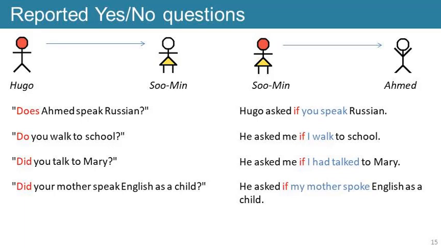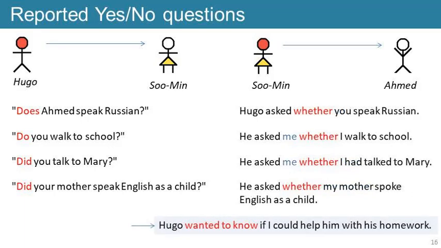Hugo asked if you speak Russian. He asked me if I walked to school. He asked me if I had talked to Mary. He asked if my mother spoke English as a child. Note that in most cases whether can be used in place of if, but it doesn't always sound as natural. So if you are unsure, use if. Note also that me is optional when it's obvious or unimportant who was asked. And finally, wanted to know is another common way to start a reported speech question.